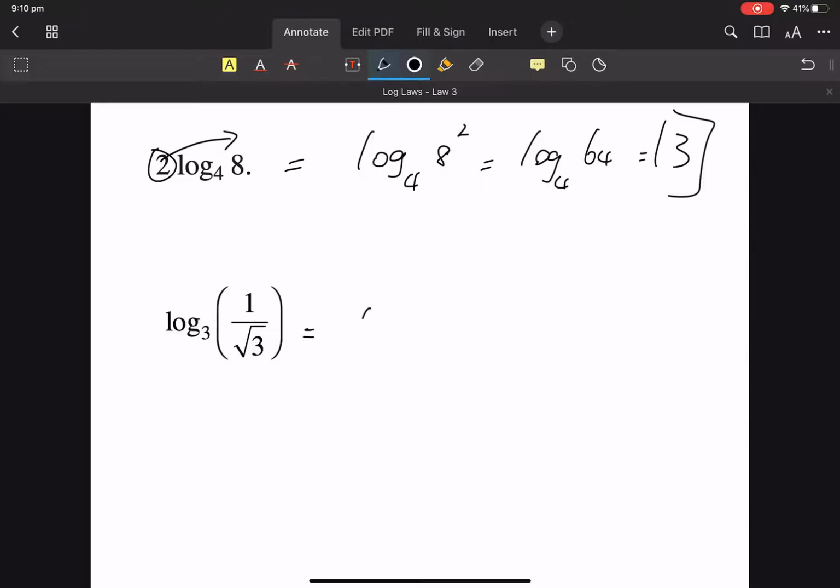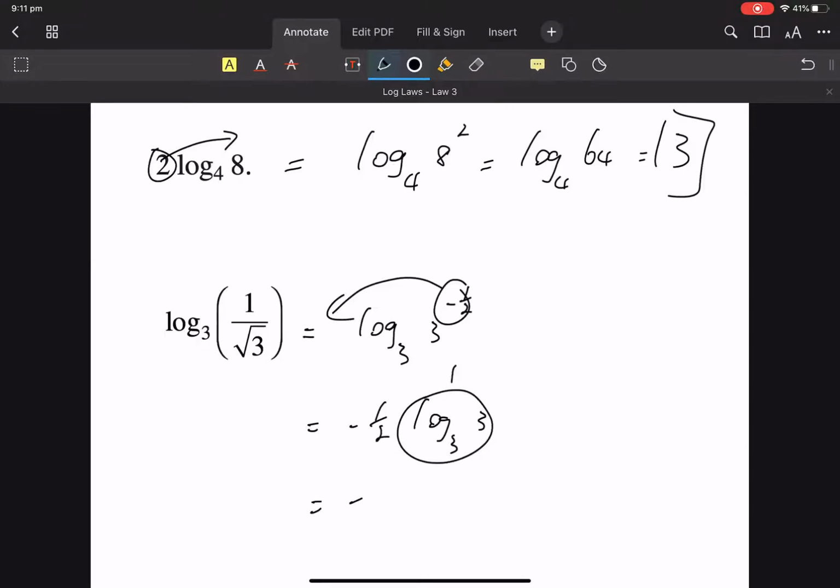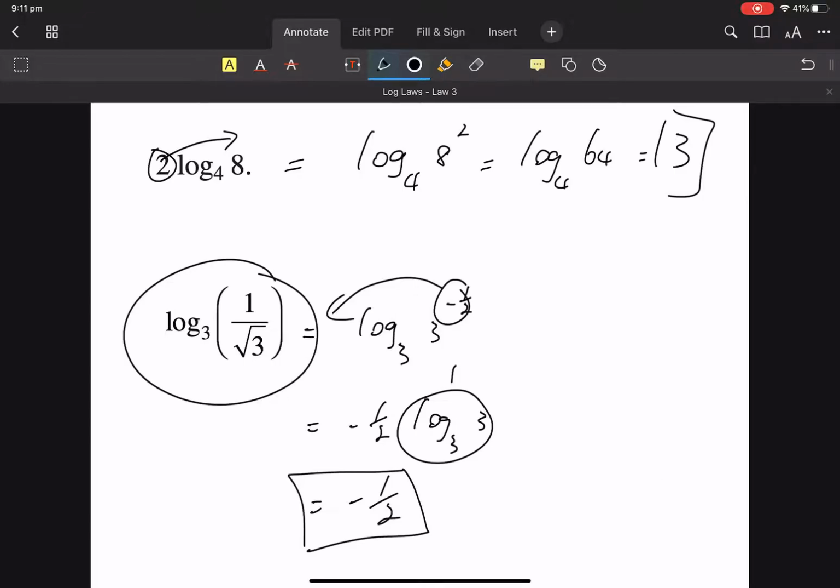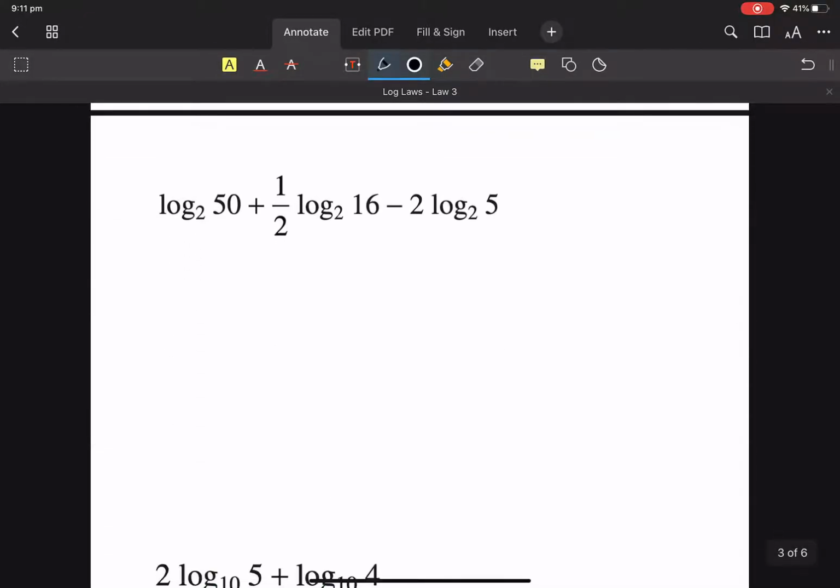I can write that as log 3 to the minus a half. That can come down. That's 1. So that's negative a half. We want to go both ways.